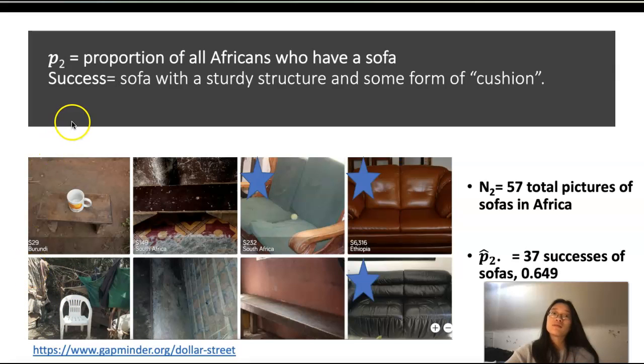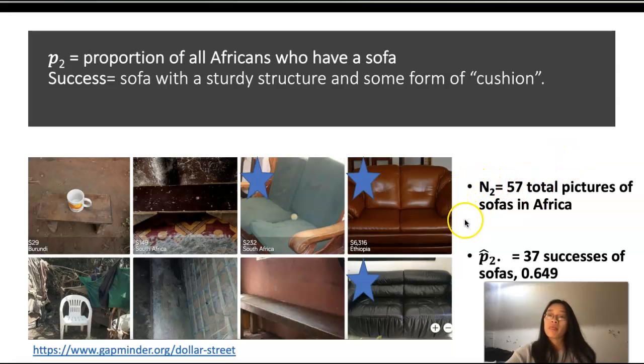I used pretty much the same thought process for Africa as I did for Asia. But in this case, the P2 is the proportion of all African families who have sofas, and the success is the same. As you can see in these pictures right here, these are not a success because there's no structure like a sofa or any form of cushion. But these with stars do in fact fit the criteria for a success.